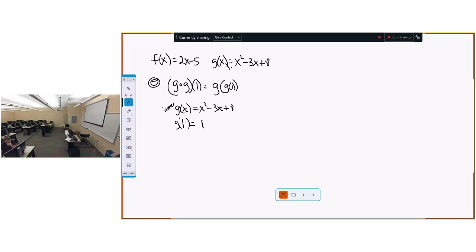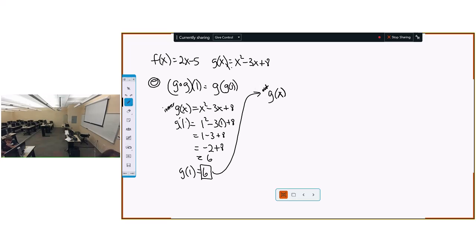g of 1 would give us 1 squared minus 3 times 1 plus 8, which would be 1 minus 3 plus 8, which would be negative 2 plus 8, which gives us 6, okay? So that's the output of g of 1. So we know g of 1 equals 6. So this output of 6 becomes the input to the outer function.